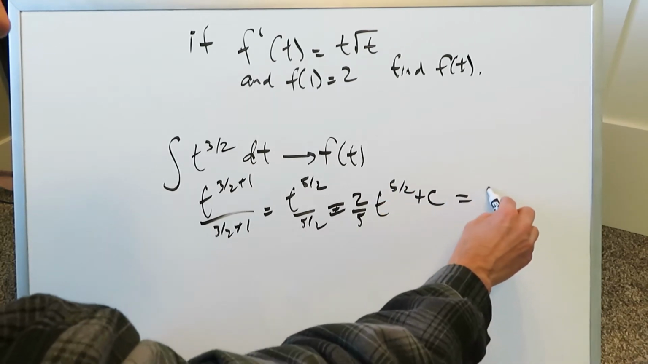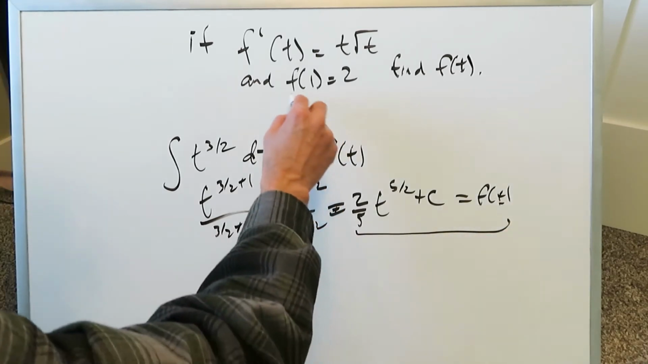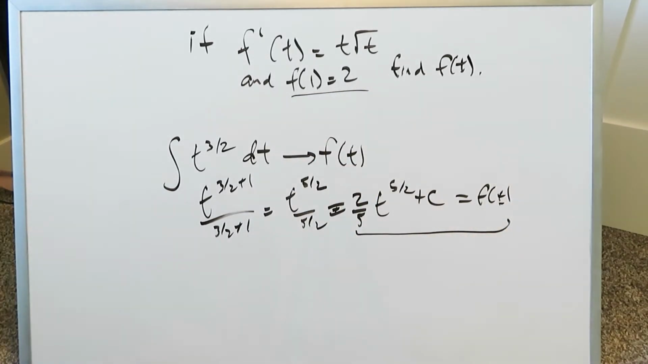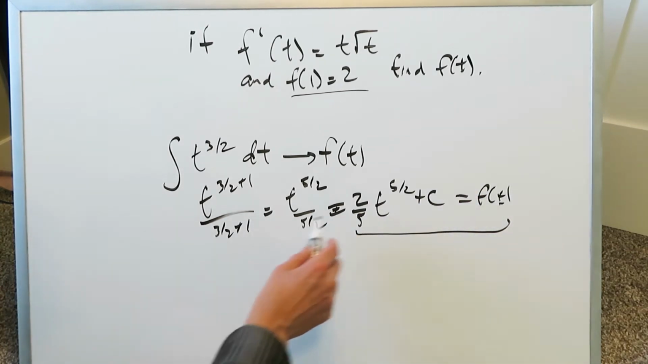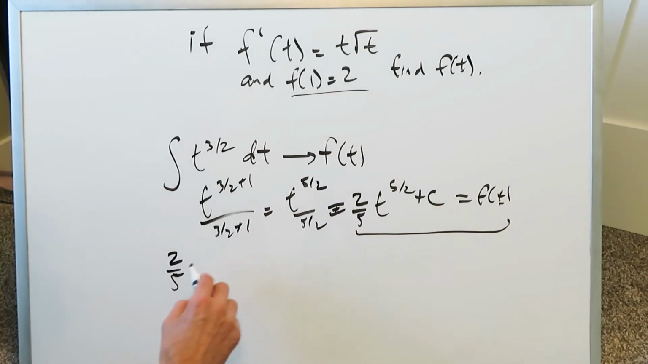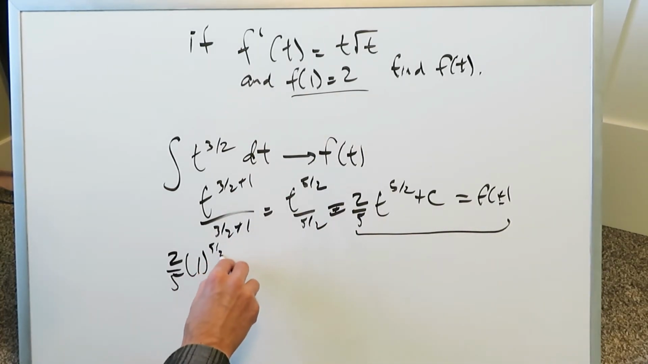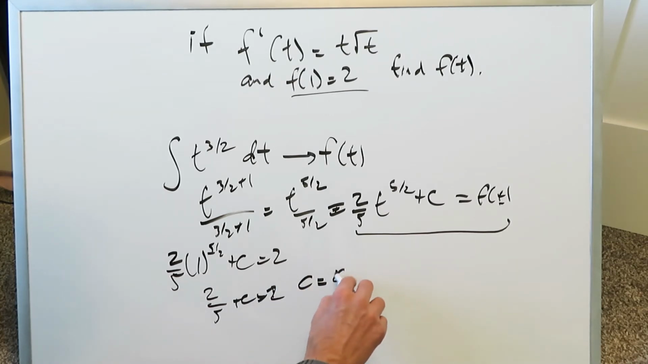This right here would equal your original function. If you look at this and you have this information, you can plug in, find c and get to your original function. You have 2 over 5, and we know when 1 is plugged into this, 1 to the power of 5 over 2 plus c, we have an output value of 2. This right here is 2 over 5. 2 over 5 plus c is equal to 2. C is equal to 2 minus 2 over 5, which would be 8 over 5.